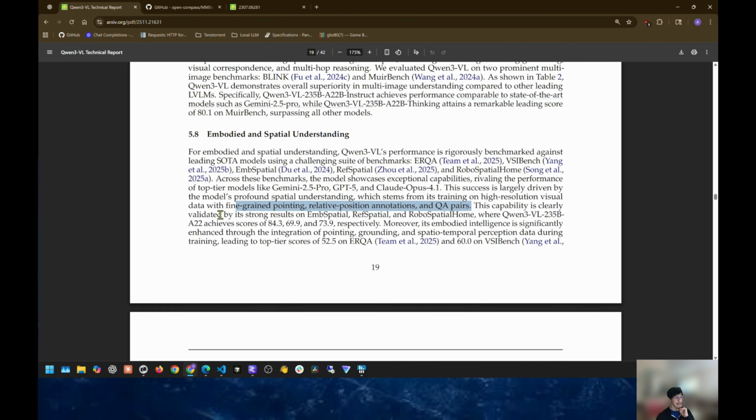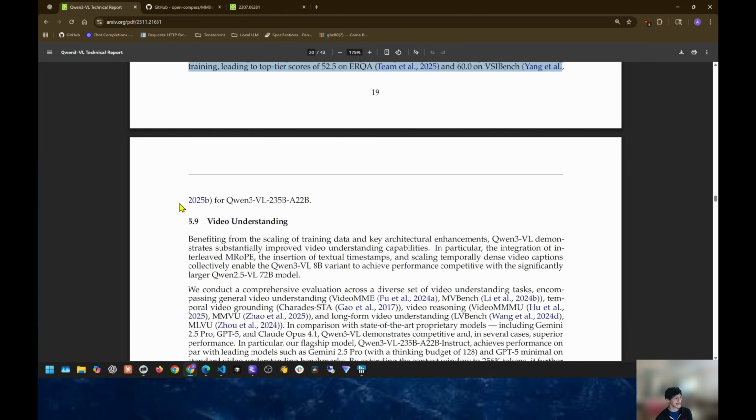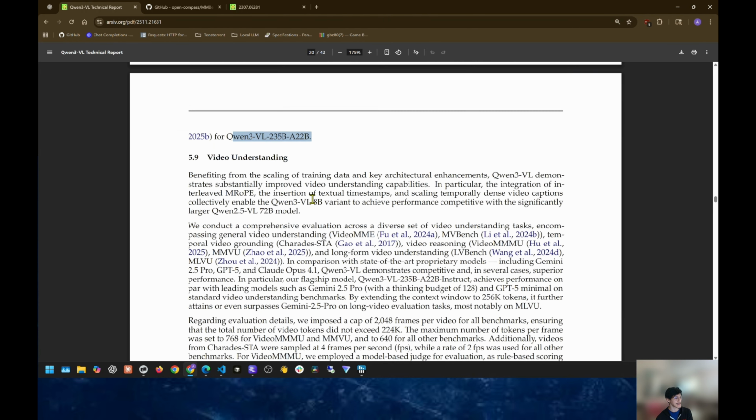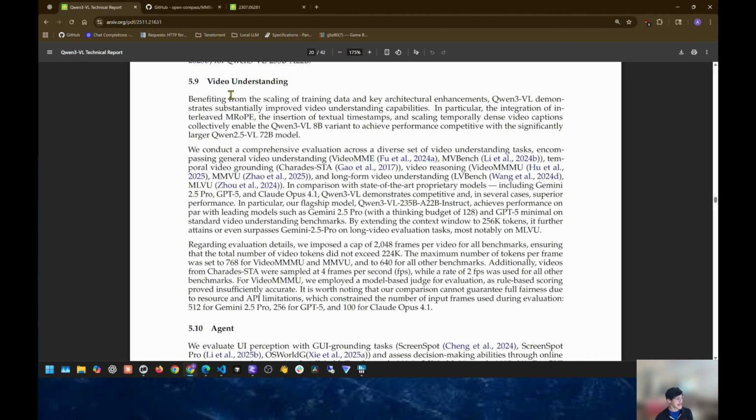This capability is clearly validated by its strong results on EmbSpatial, RefSpatial, and RoboSpatial-Home, where Qwen3 VL 235B A22B achieved scores of 84.3, 69.9, and 73.9 respectively. Moreover, its embodied intelligence is significantly enhanced through the integration of pointing, grounding, and spatio-temporal perception data during training, leading to top-tier scores of 52.5 on ERQA and 60.0 on VSI-Bench for Qwen3 VL 235B A22B. Okay, so video understanding.